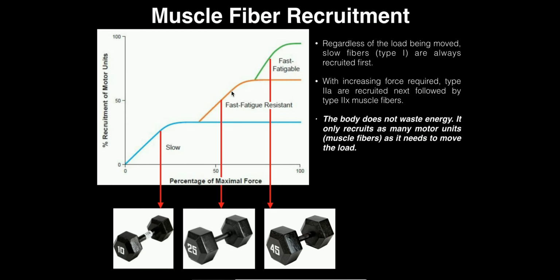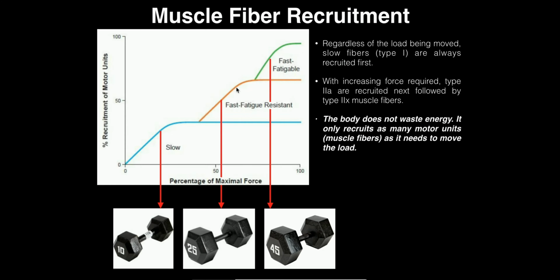Now, again, as in the case of the slow muscle fibers, there is a finite number of fast fatigue resistant motor units and muscle fibers. There's a finite number of them, and so there's a maximum amount of force that the fast fatigue resistance can generate.